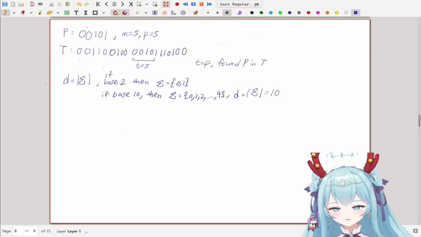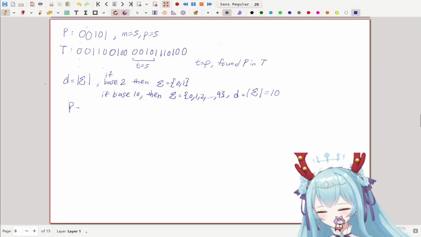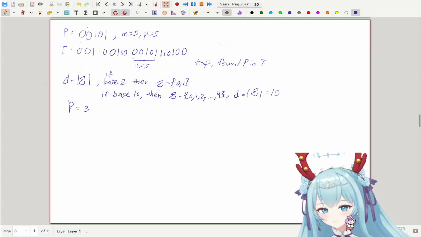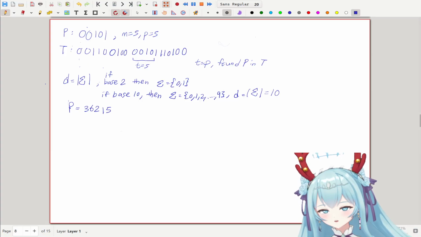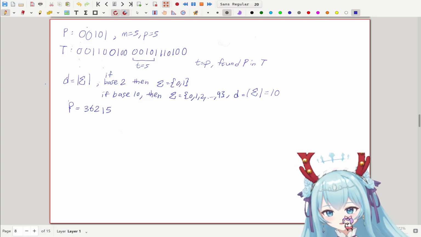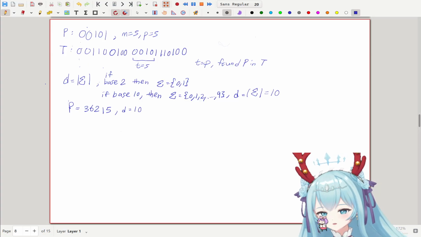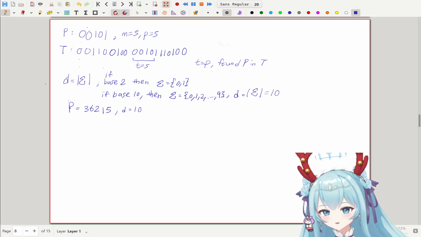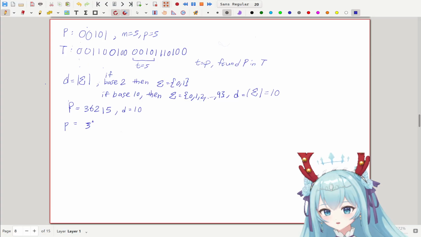Okay, so how do we calculate? Let's say if instead of base 2, we use base 10 for P and T. We'll be assuming that P and T are always the same base, because if not, then there's no point comparing them in the first place. So if it's like this, then D is equal to 10, because we're using base 10. So how do I calculate P? So P will be equal to 3 times 10 to the power of 4.